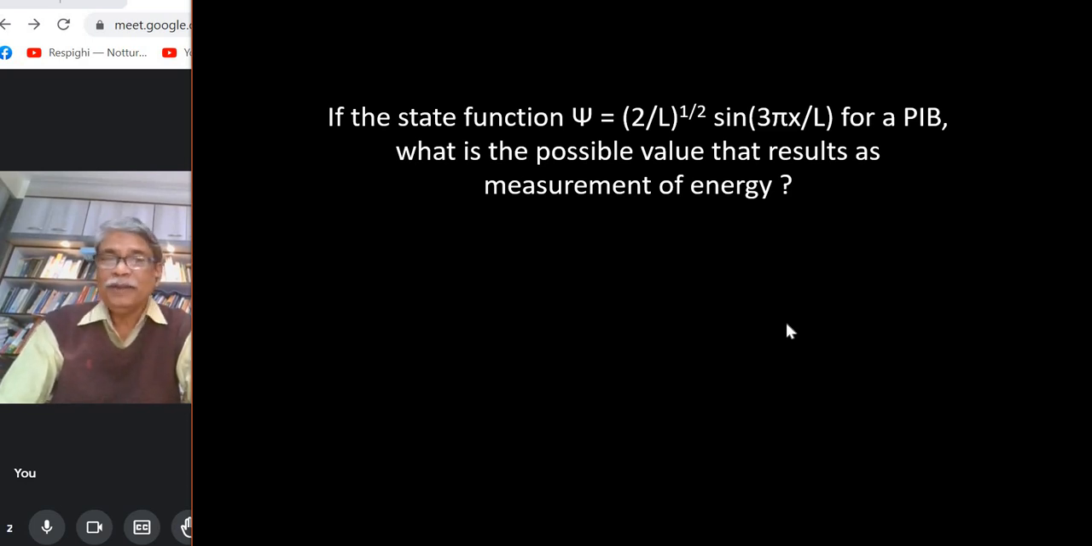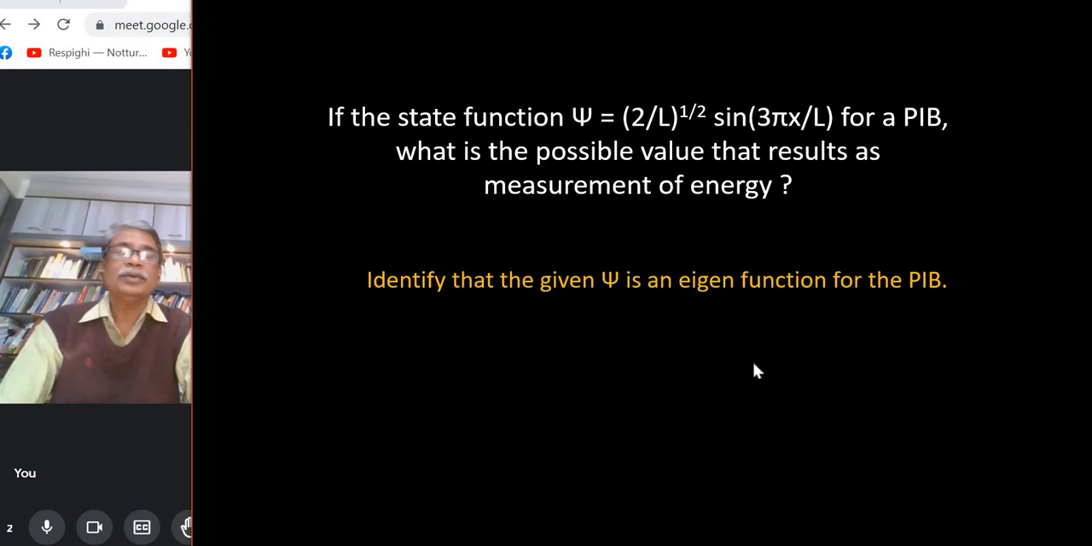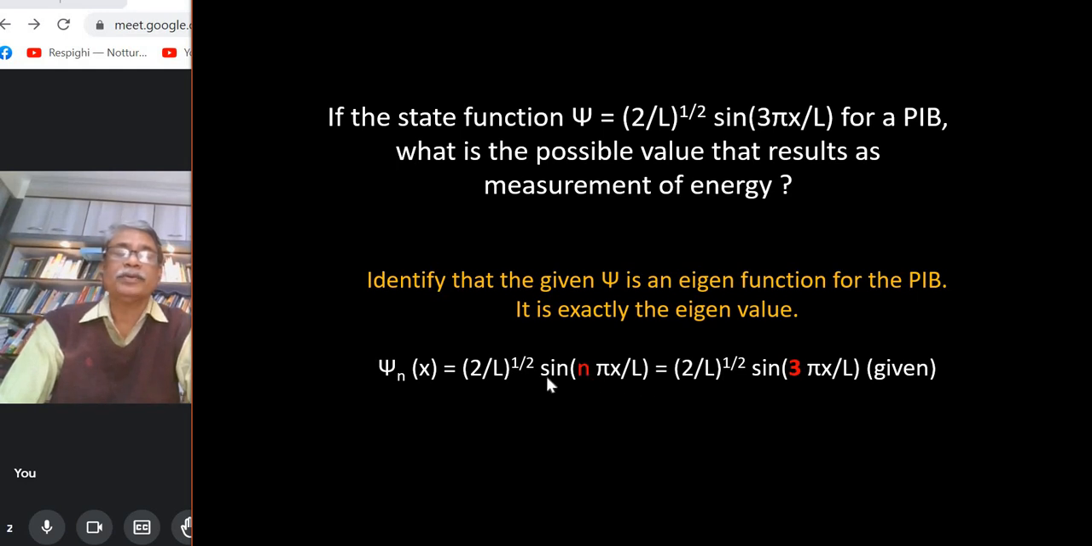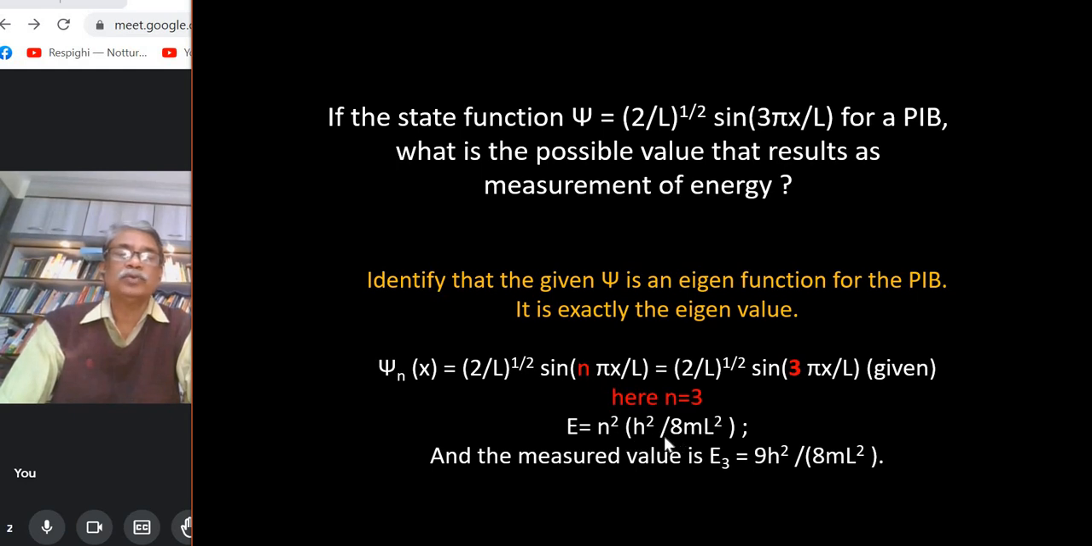So can you identify? Yes, it is the 3. The exact general expression is root over 2 by L sine n pi x by L, and it coincides if you place 3 for n. So it is an eigenstate for n equals 3. The energy expression gives you n square h square by 8 m L square. So n is 3, so 3 square is 9. 9 h square by 8 m L square is the energy value, and that is the probable or possible value of the measurement.